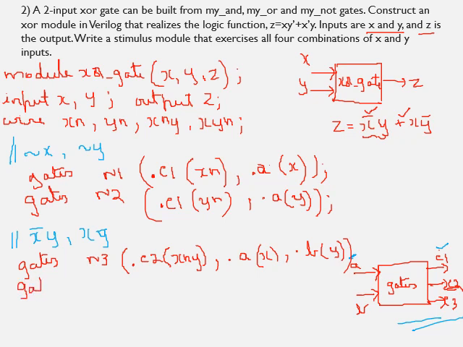Next, XY bar, that is again the NOT function, sorry, AND function. C2, now we are finding XY bar. Okay. Sorry, here it is xn, that is x bar y, no?